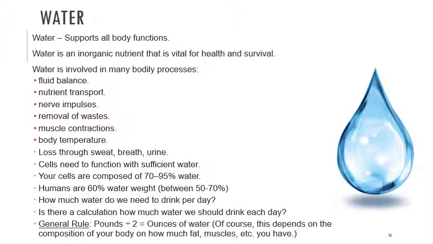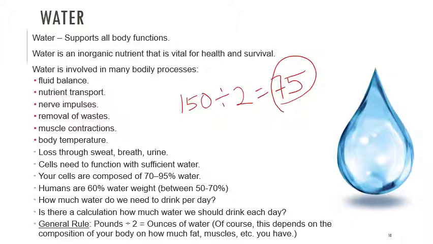Is there a calculation for how much water we should drink each day? So there's a general rule. How many pounds you are, divided by 2, equals the ounces of water. So of course, this depends on the body composition of how much fat and muscle you have. So let's do a little calculation too. Let's pretend you are 150 pounds and you divide by 2. That's about 75, right? And that's the amount of ounces you, more or less, should have of water per day.